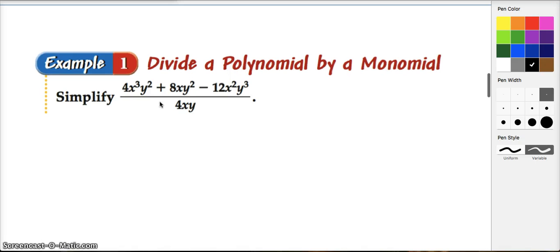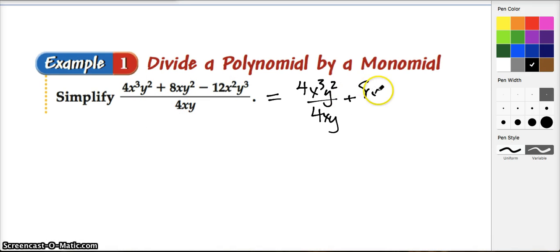So let's get started. We're dividing polynomials, which means this is written as a fraction, and when we divide, we're seeing how many times one number goes into another number. Think about this expression, this division problem, this quotient, if you will, as 4x cubed y squared over 4xy. Notice that everything needs to be divided by that denominator. So I'm dividing every term in the numerator by my denominator of 4xy.